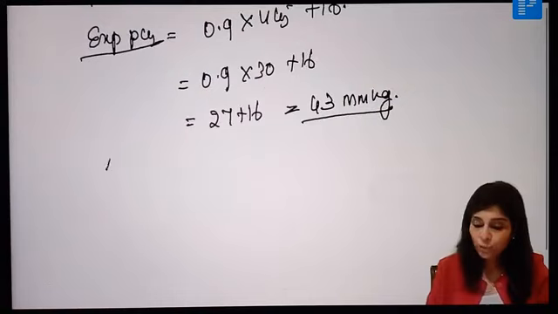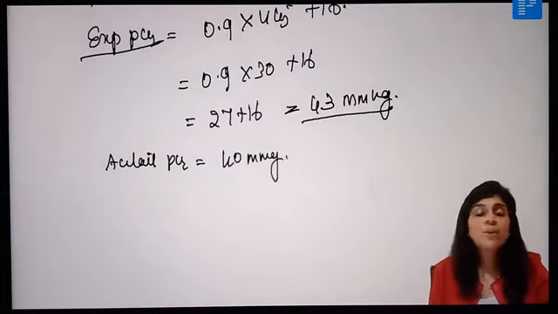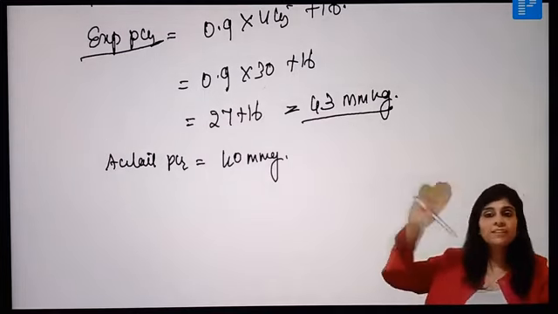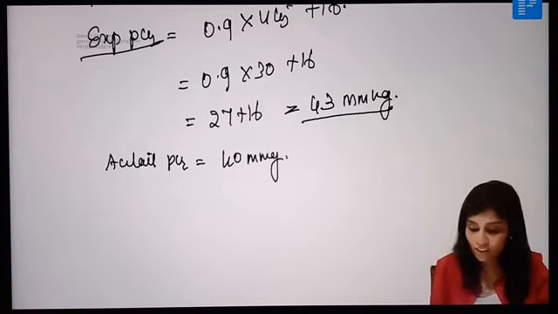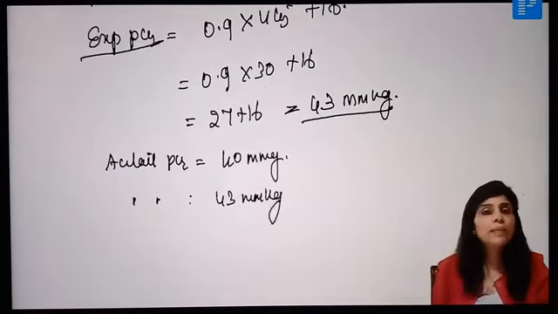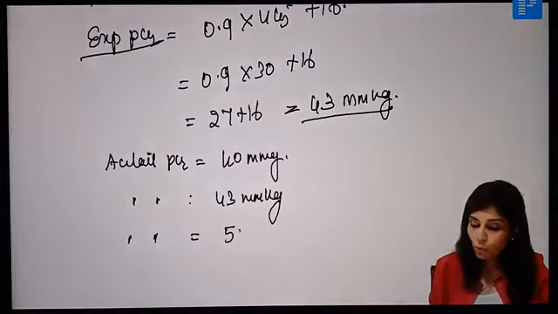What if the actual PCO2 was 40? If the actual PCO2 was 40, it means it is uncompensated metabolic alkalosis. Do you understand this? From 40, it should have increased to 43. It has not increased, which means it is uncompensated metabolic alkalosis. What if the actual PCO2 was 43 millimeters of mercury? It is compensated metabolic alkalosis. What if the actual PCO2 was 50 millimeters of mercury?